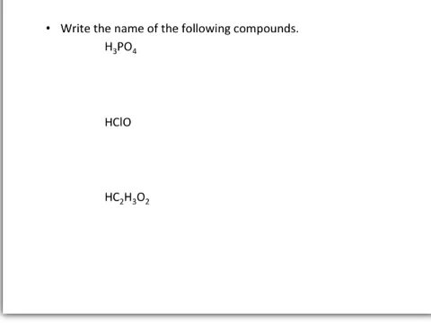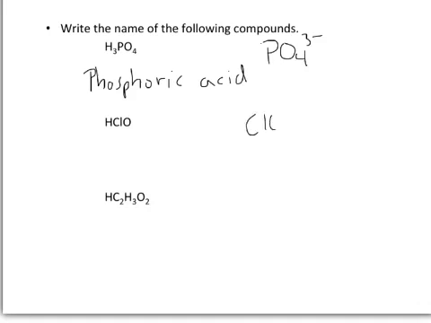Alright, so now we want to write the names of the following acids. So we need to look at what polyatomic ion the hydrogens are attached to. In this case, we need to know that PO4 comes from phosphate, which is PO4 3-. So phosphate becomes phosphoric. So this is phosphoric acid.